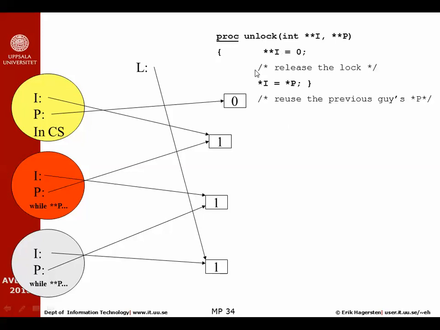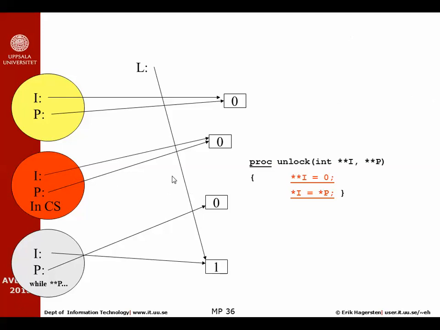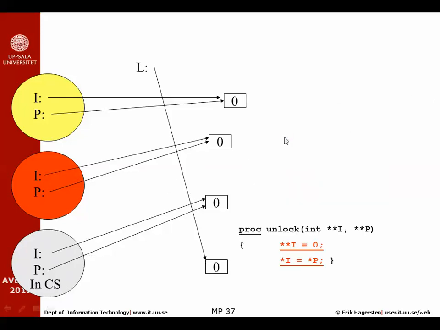Releasing the lock is quite simple. You just write a 0 to whatever I is pointing to. So when the yellow thread wants to do that, it writes 0, and then it makes sure that I and P are pointing to the same thing again, just to get into the initial state. So it's a single write operation, and so forth. Releasing the red, releasing the lock, same thing. The gray releasing the lock, the same thing. So it's very simple. It's few operations.